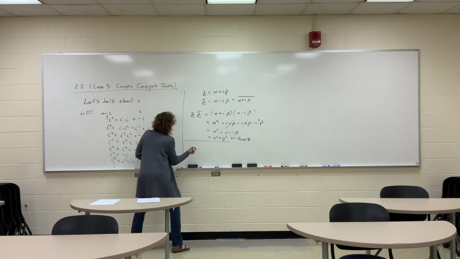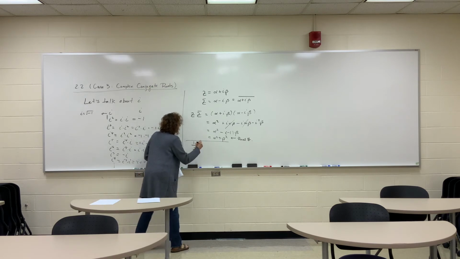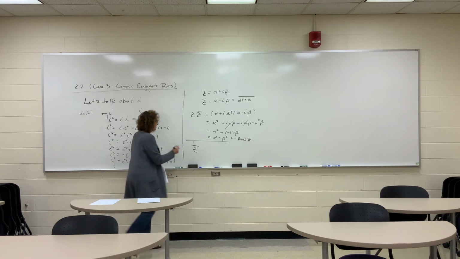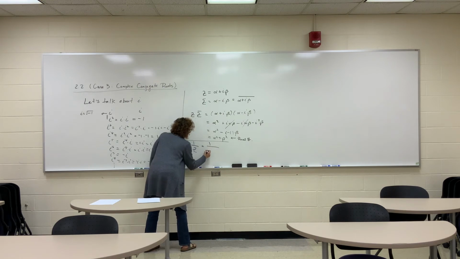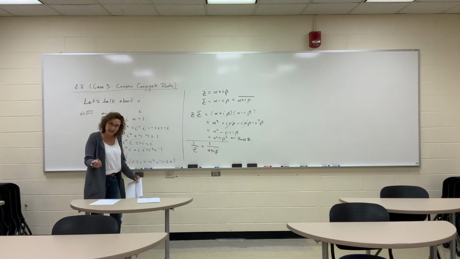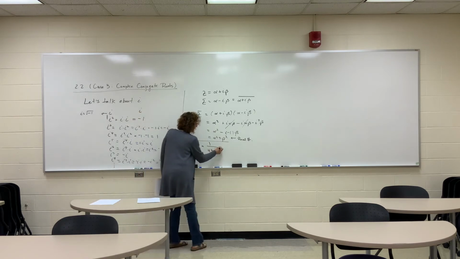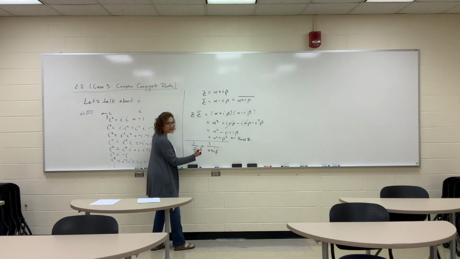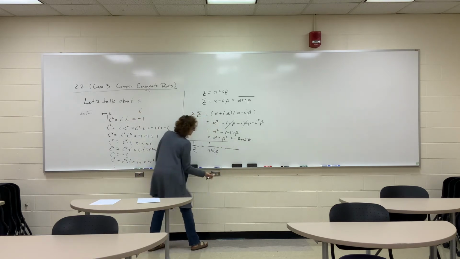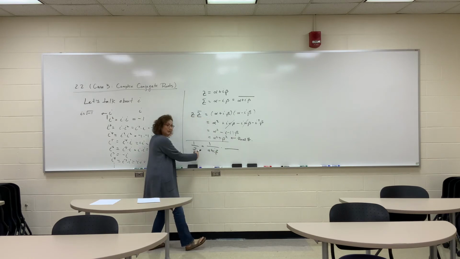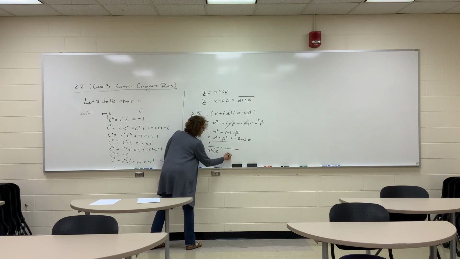Okay, what else? Suppose we have 1 over a complex number, like 1 over alpha plus I beta. What is that? Well, we often want to get rid of this complex number in the denominator, and this is why we multiply by the conjugate, the complex conjugate.